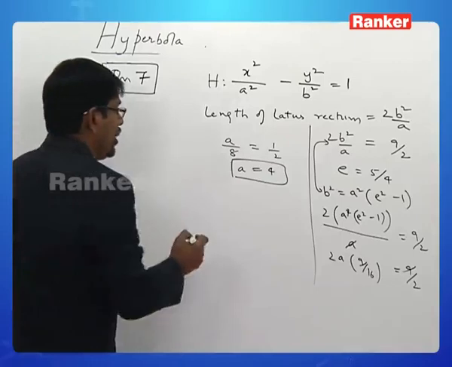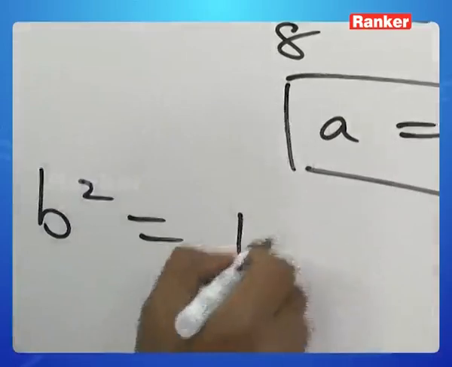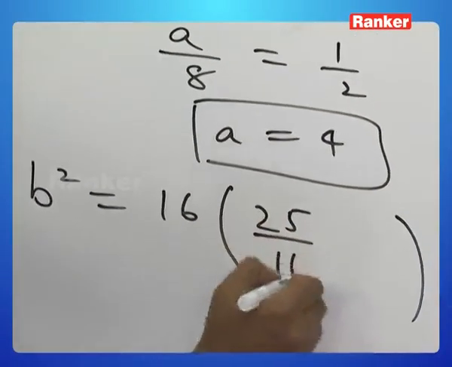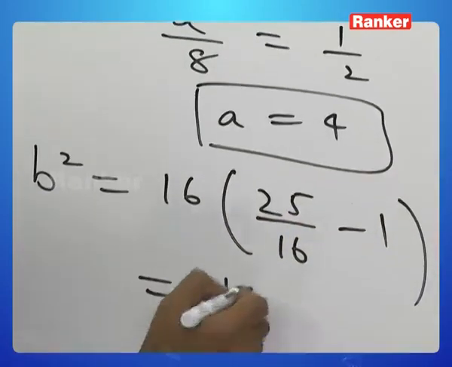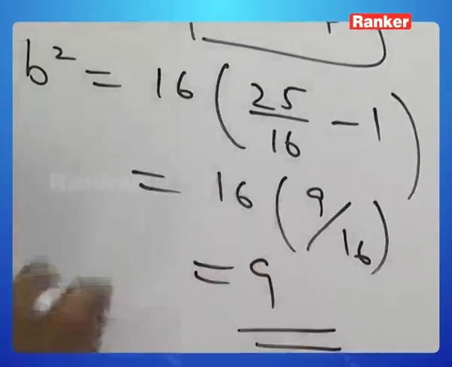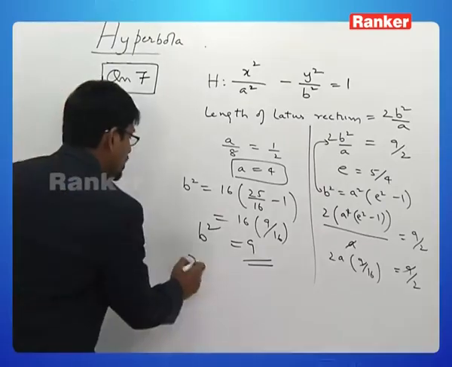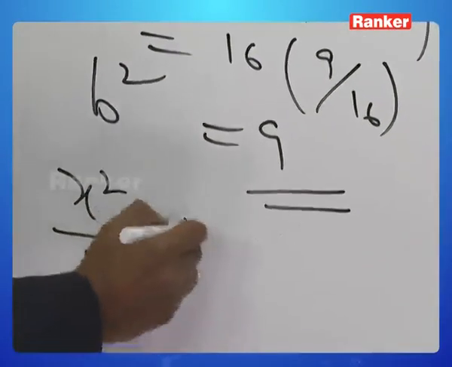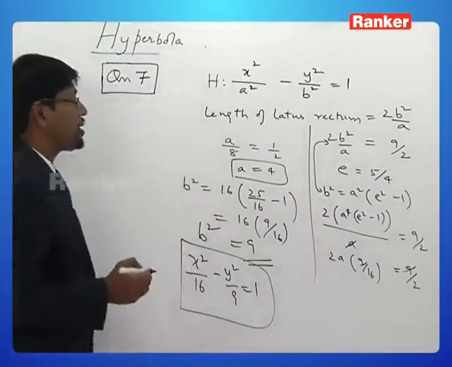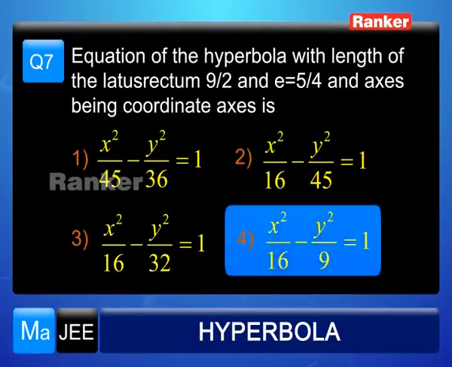Now let's look at the b value. B square is equal to a square, that is 16, into e square minus 1, that is 25 by 16 minus 1, which makes it 9 by 16. So 16 into 9 by 16 is equal to 9. So b square is 9. Clearly the option is the fourth option. So x square by 16 minus y square by 9 is equal to 1 is the hyperbola, and that is clearly appearing in the fourth option. Option 4 is the right answer.